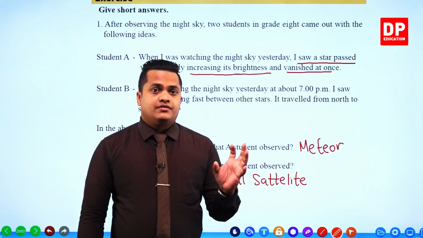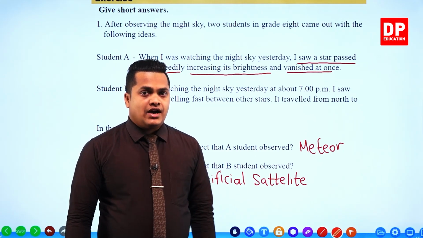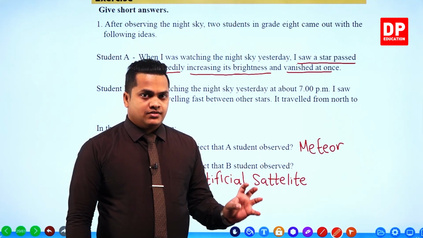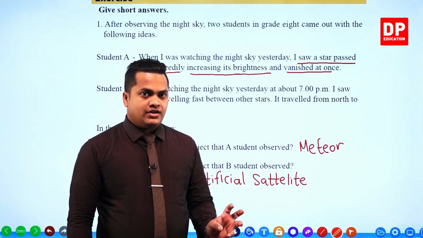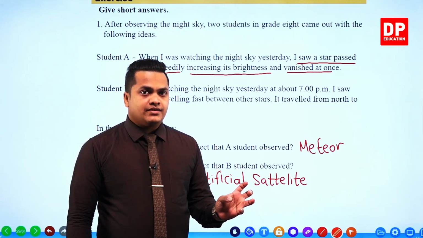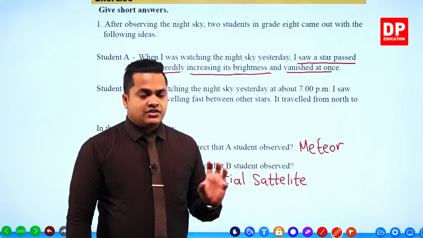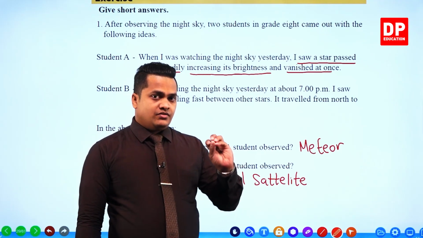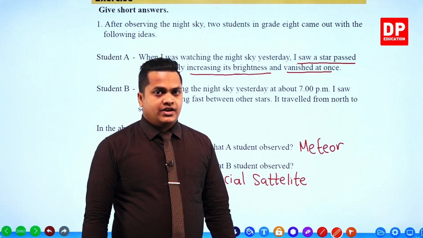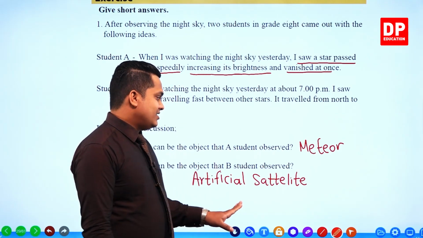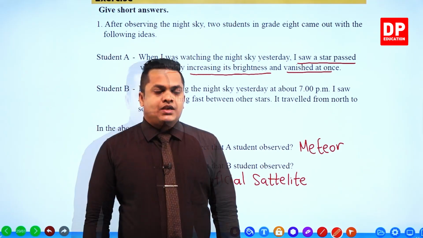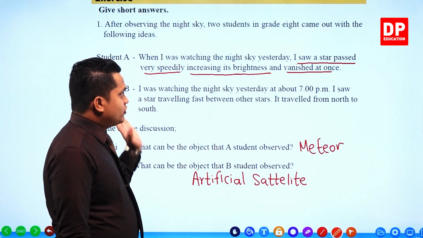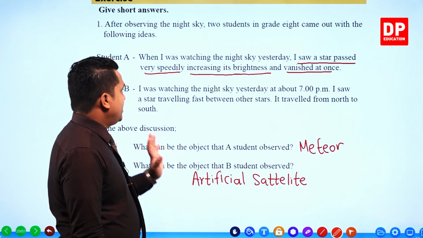So if an object is going to fall down at a very high speed, giving out a bright flame or a very bright point at one moment, then my dear children, it can be a meteor. Then if a star-like object is going to move from one place to another in a straight line, it can be an artificial satellite. Once again, student A was observing a star-like object passing very speedily and increasing brightness.